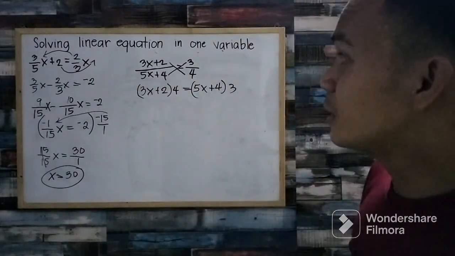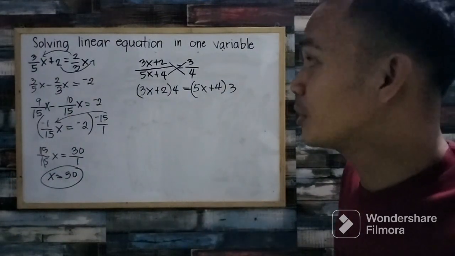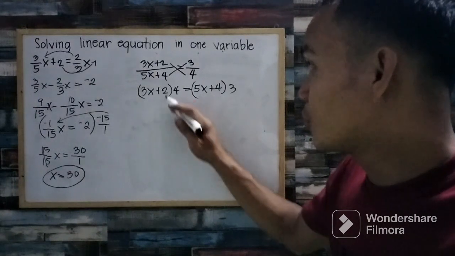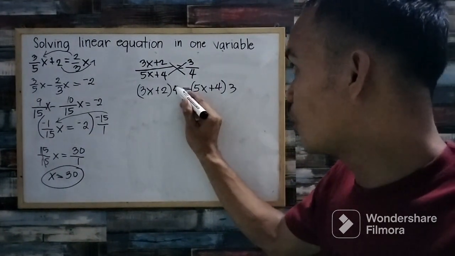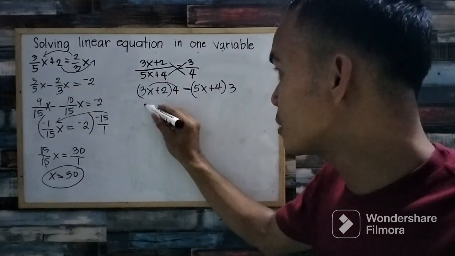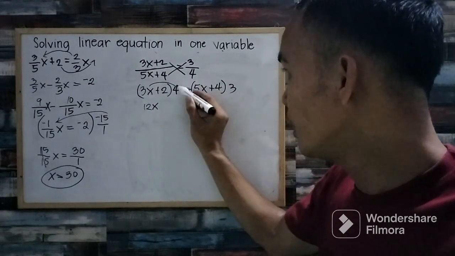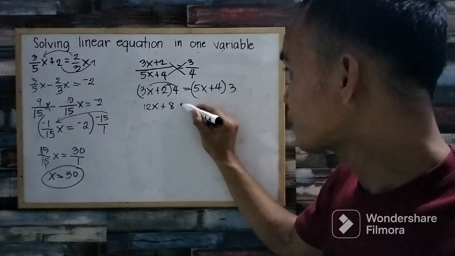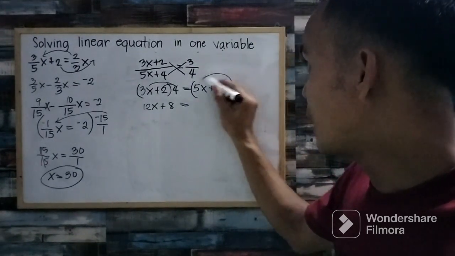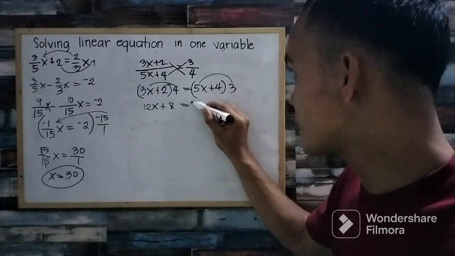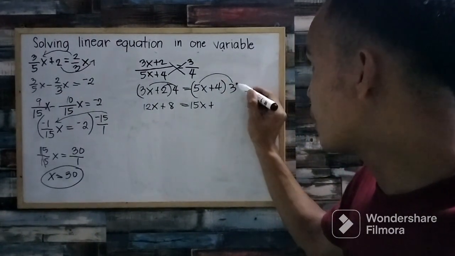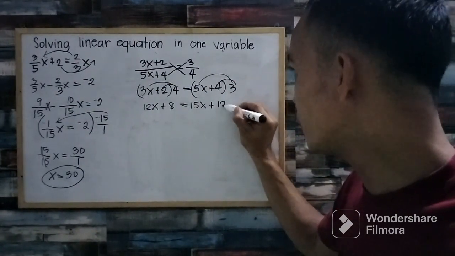So yung next na gagawin natin dito is what property are we going to use? The distributive property. Kasi meron tayong parenthesis dito. So we have to multiply that 4 times 3x, that is 12x. And 4 times 2, that is 8. So that is positive 8. Is equal to 5 times 3, that is 15x plus 3 times 4, that is 12.